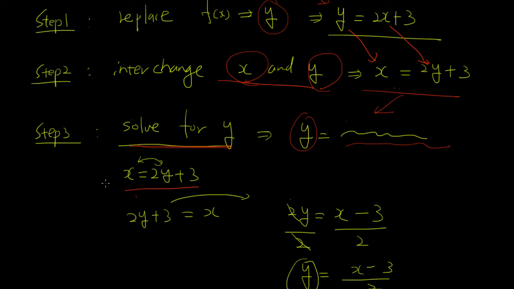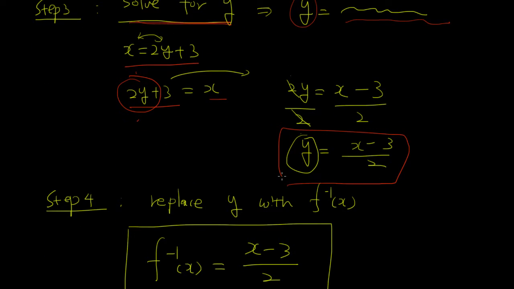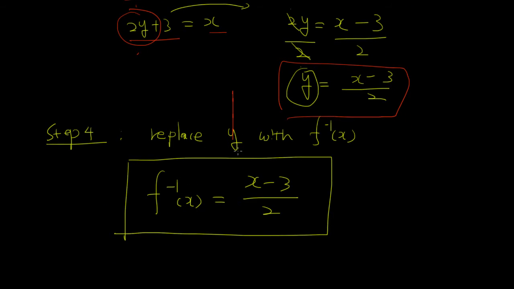So switch left side, right side, because I want the y on the left side, and then move everything else, and we got our y. Then, as for the last step, just replace this y with inverse of x. And there we have it. This is our answer. All right. So that's not that horrible, right? Not too bad.